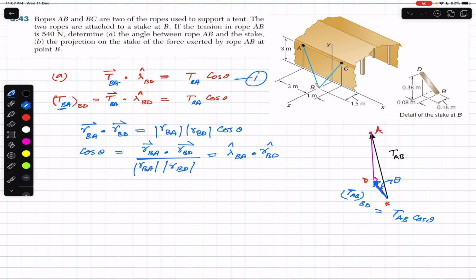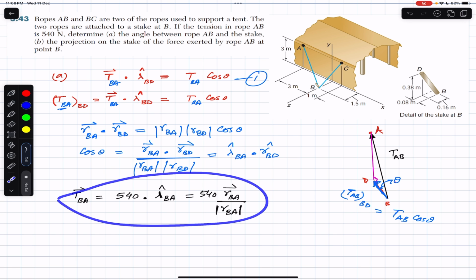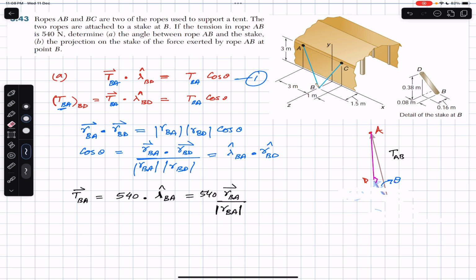For that we have to find the Cartesian vector representation of the tension from B to A. So we can say that the TBA vector is equal to the TBA magnitude, which is 540 Newton. This is given in the problem statement, multiplied by the unit vector from B to A, which is the position vector from B to A divided by the magnitude of the position vector from B to A. So for this we have to find the position vector from B to A.